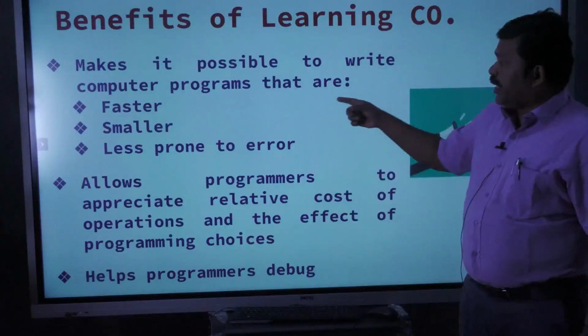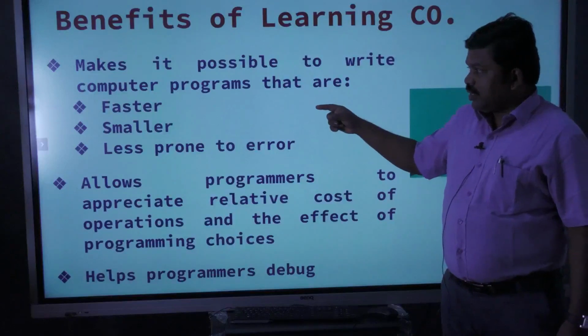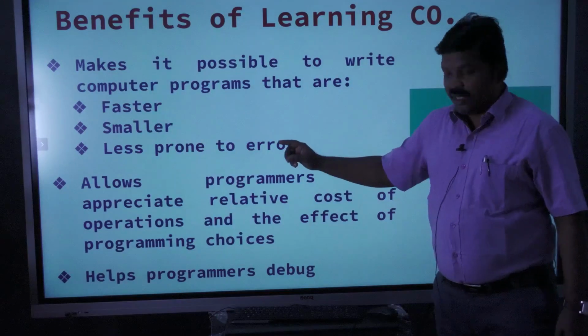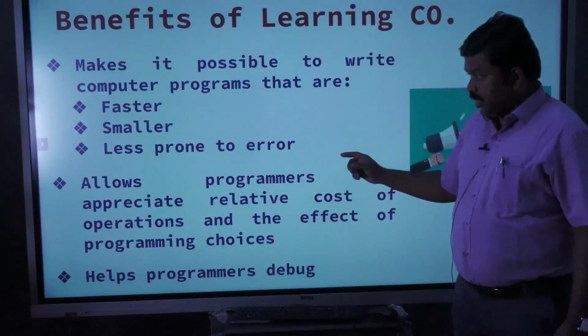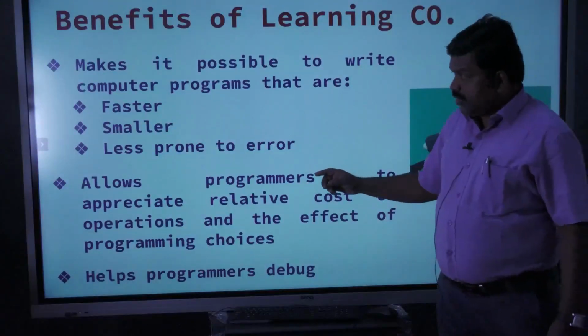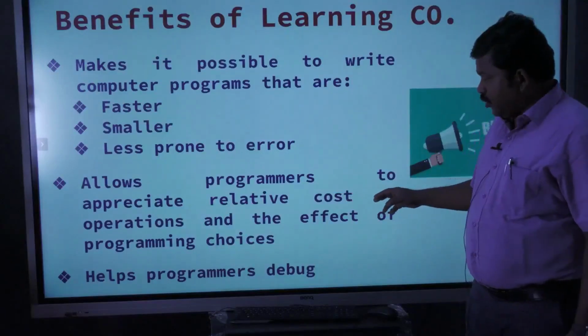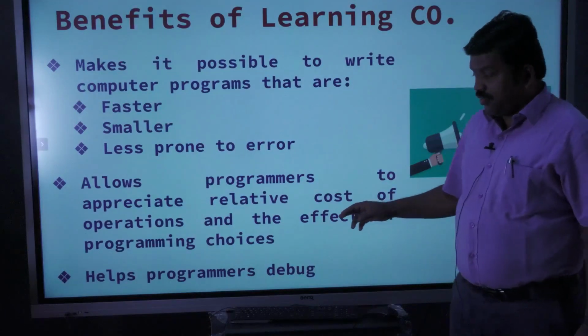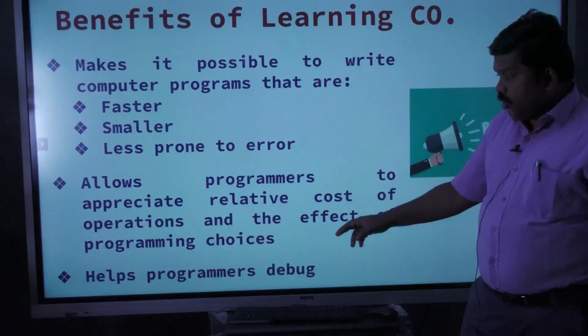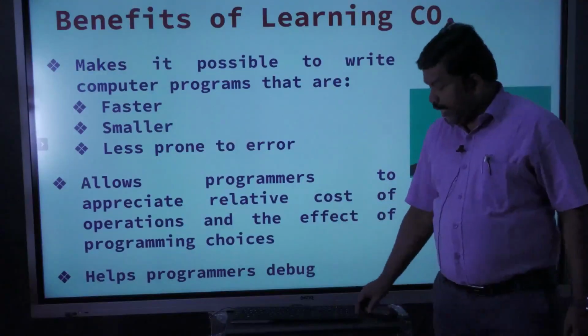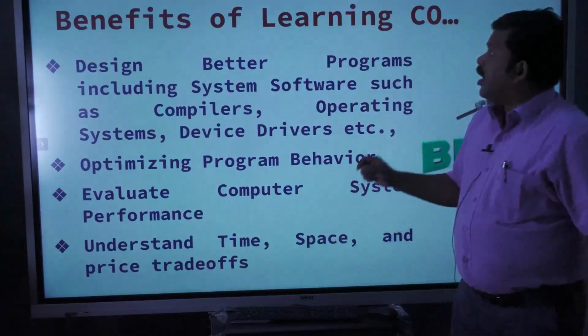It is possible for programmers to write their programs faster, smaller, and less error prone. And the other advantage of computer organization is that it allows programmers to appreciate the relative cost of operations and the effect of programming choices. Also, it will help the programmer to make the debugging process easy.